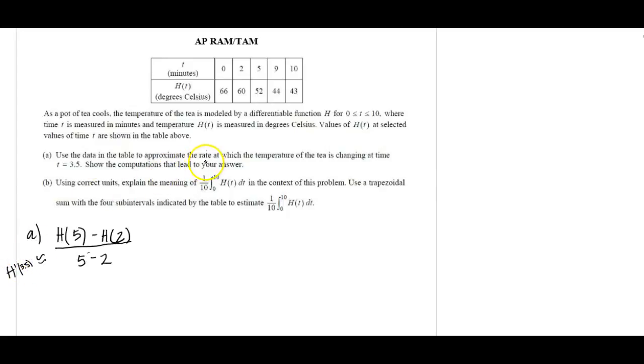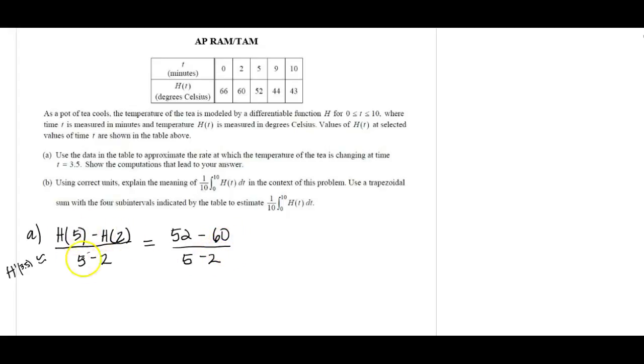So approximate the rate. So the rate is the derivative, so approximate that using the average rate of change formula, and I can get this information from the table, right? h of 5 is 52, and then h of 2 is 60, and then over 5 minus 2. So one of the things I want to just point out here is that because this is an AP free response question, we can and should stop right here. So once I have a numerical answer, I can go ahead and stop and not simplify.